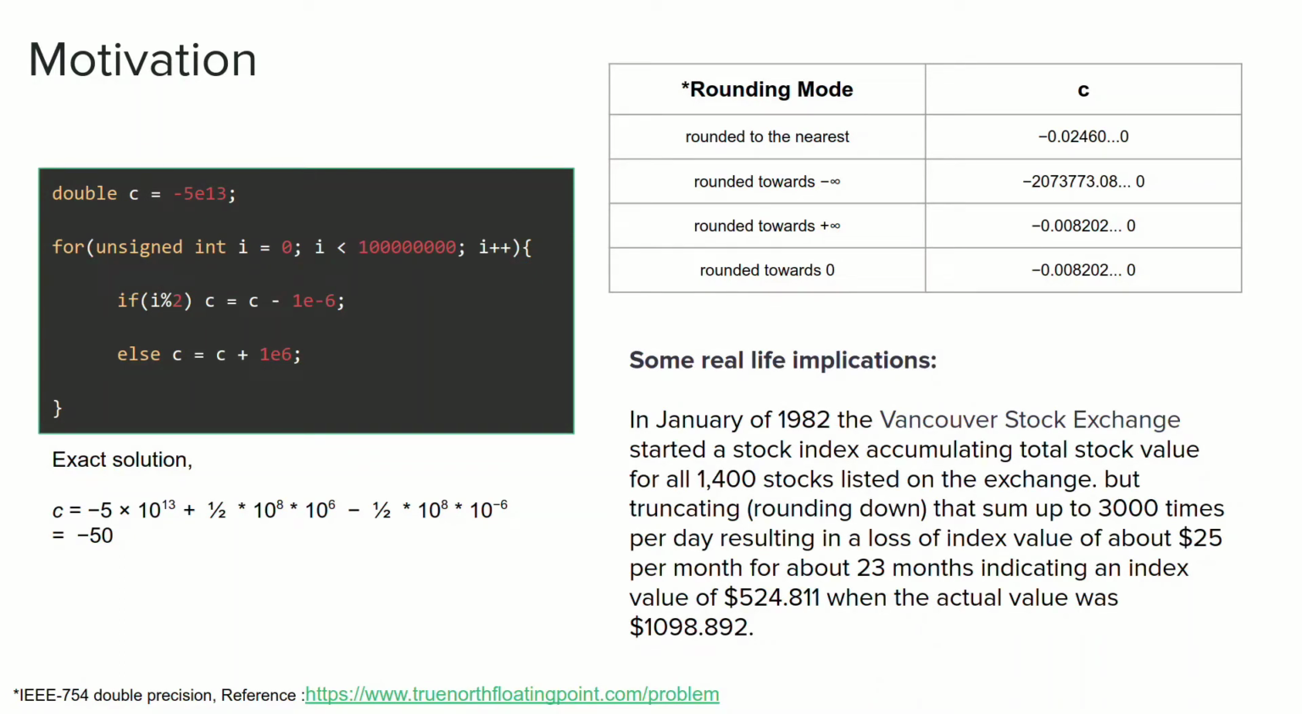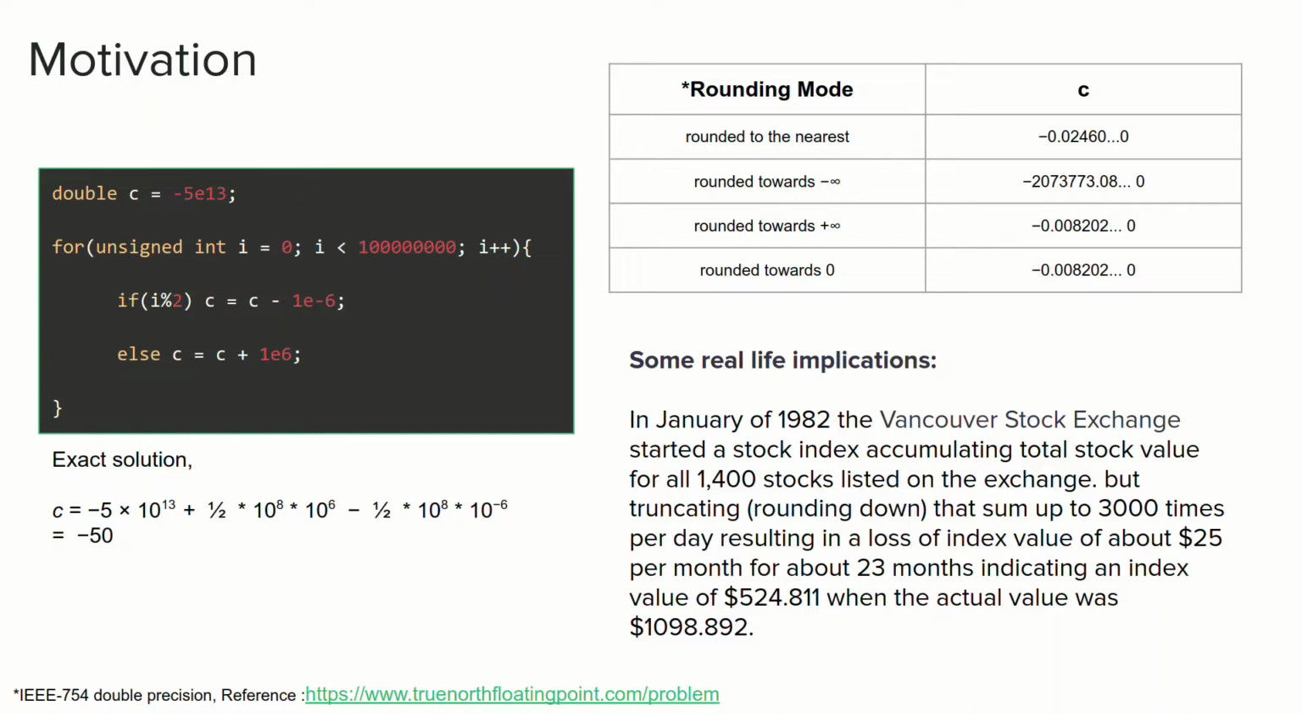Some real life implications of a similar scenario happened back in January of 1982 in the Vancouver Stock Exchange, where over time, the stock value was added and removed from an index. Whenever they summed up the new values, they truncated the sum, up to 3,000 times per day, which resulted in a loss of index value of about $25 per month. And this happened over 23 months. At the end of those 23 months, their actual index value came out to be 524 US dollars. However, it should have been 1,098. So, it's pretty obvious they had a reduction of value, about half the actual value that they should have had.